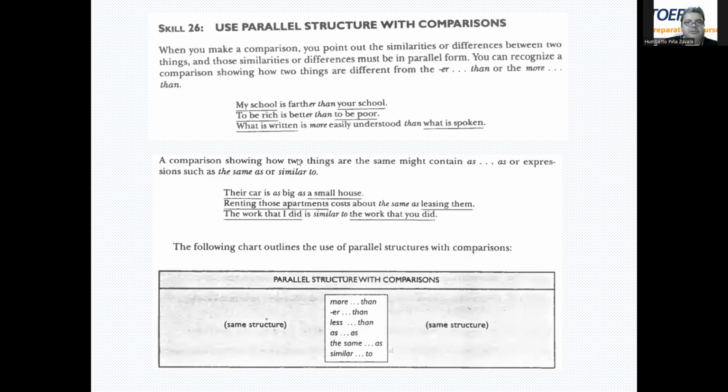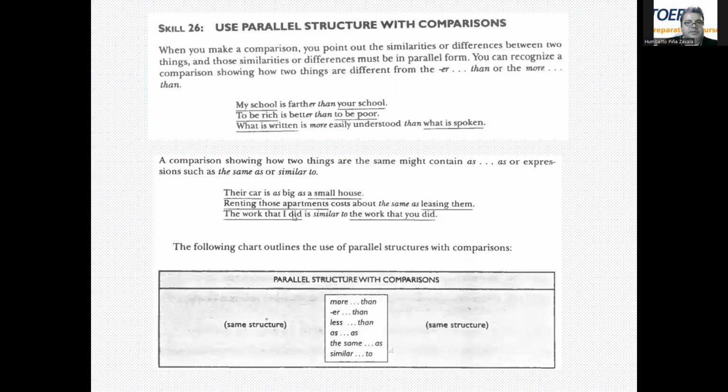A comparison showing how two things are the same might contain as adjective as, as nice as, as big as, or expressions such as the same as or similar to. Like, the car is as big as a small house, or compare the car and a small house at the same level. Renting those apartments costs about the same as leasing them. Renting, leasing, -ing. The work that I did is similar to the work that you did. Okay, so another clause here.